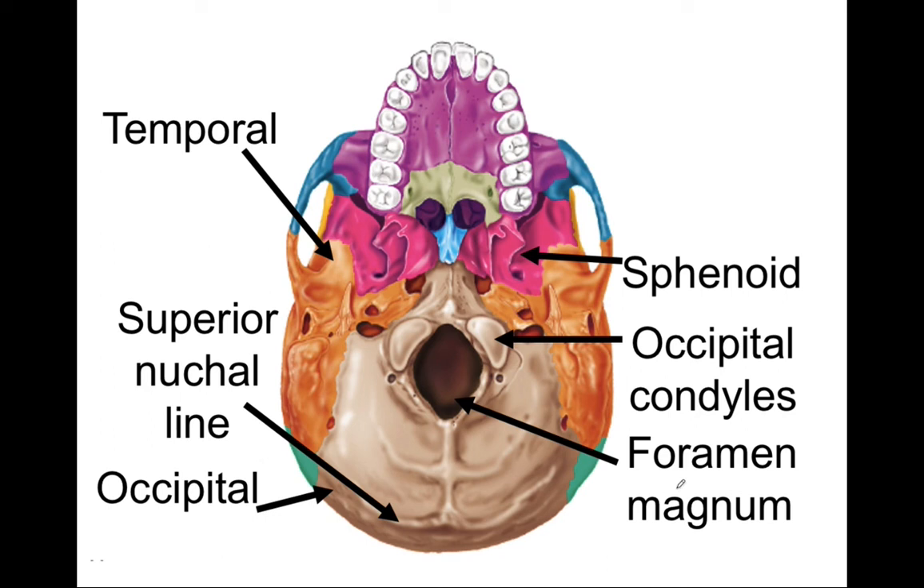We can hopefully remember that a foramen refers to a hole. And I did use this example in our last lab presentation to discuss what a foramen is. So this is going to be a large hole that's found in the occipital bone.